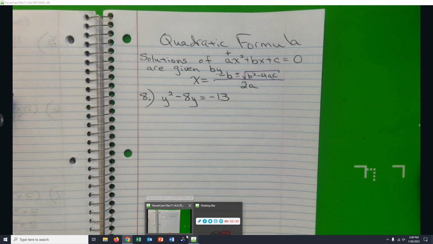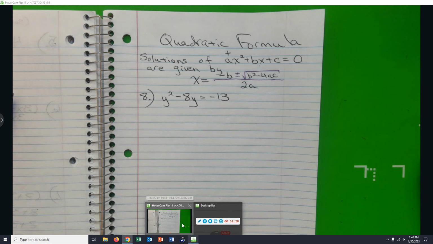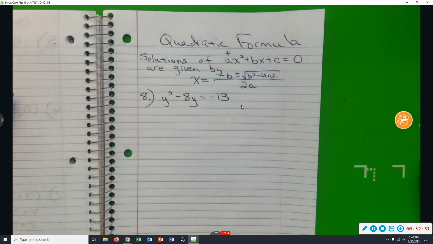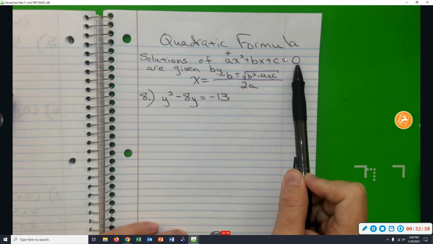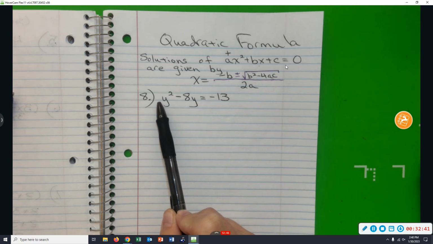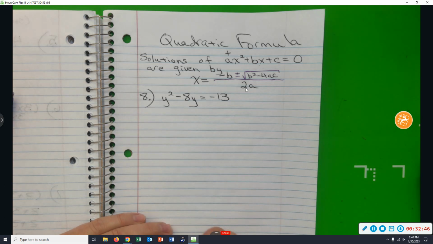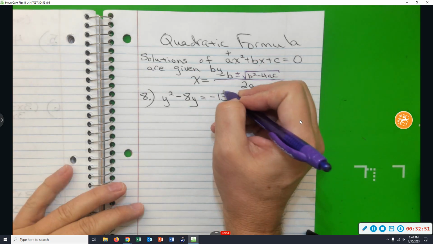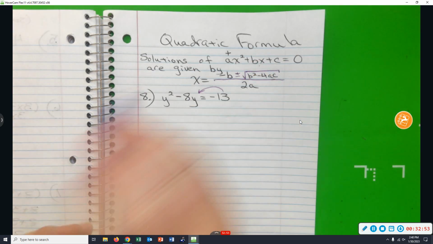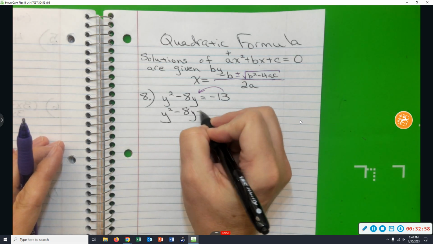Yes, the instructions say use the quadratic formula, but even if you thought it was factorable, you'd still have to do the same first step. If you're factoring or using the quadratic formula, the equation needs to be set equal to 0. The coefficient in front of the square needs to be positive. So what do you think I'm going to do? I'll bring that 13 over by adding 13, and that -13 is going to become a positive 13.